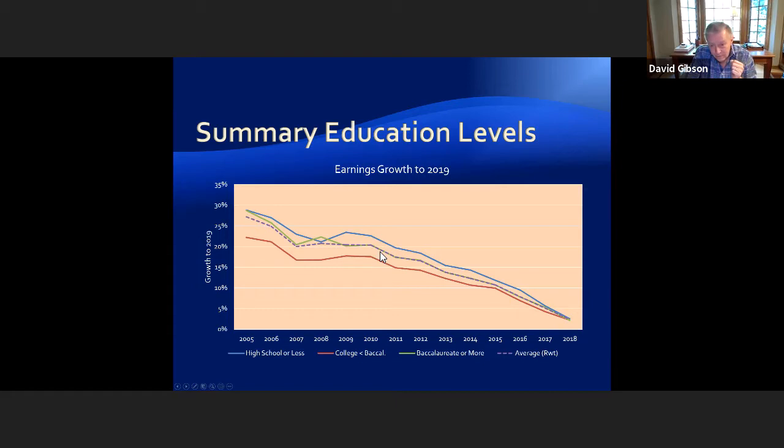While two lines are merged here because they're almost identical. And that is, the green line is for baccalaureate or more. The dashed line is that reweighted average growth for all the years. So kind of surprisingly, college less than baccalaureate is very consistently below the earnings for all others.